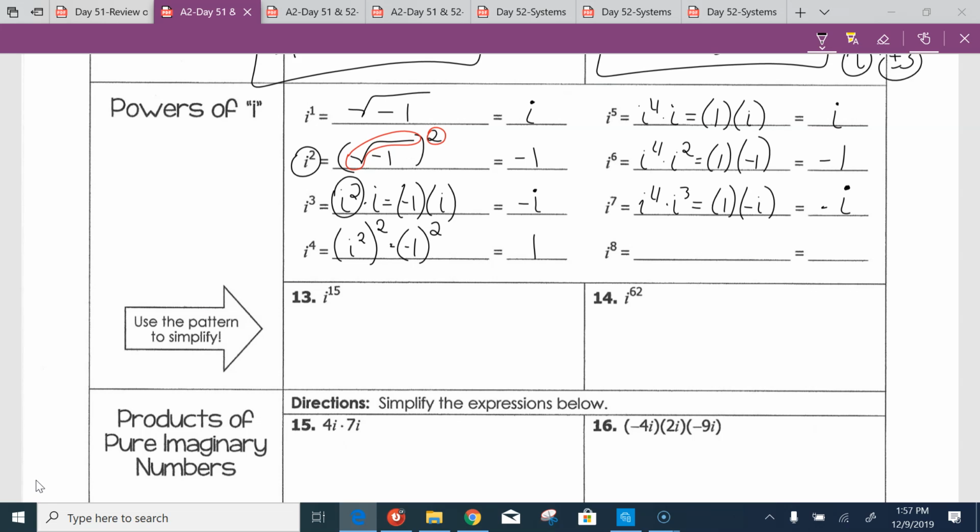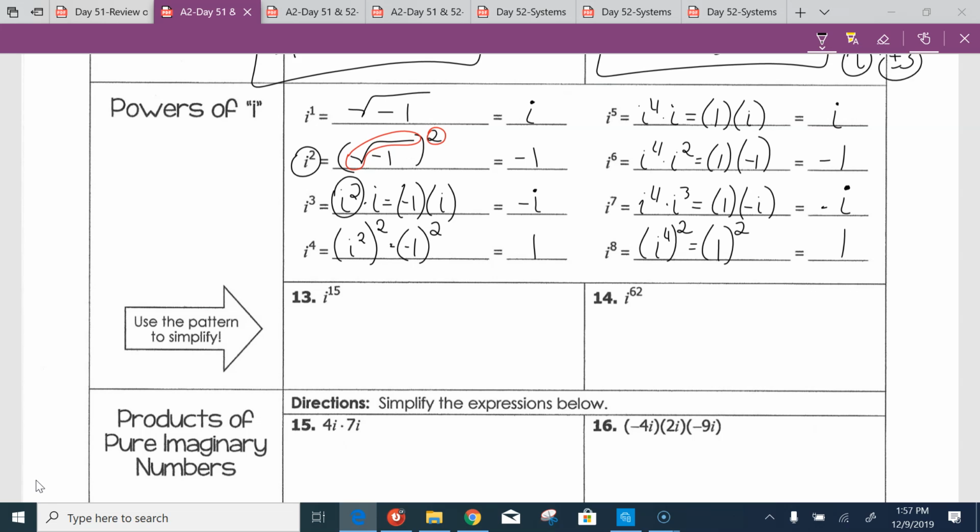Number 8. How to get i to the 8th power? Well, that's the same thing as saying i to the 4th power squared. Because 4 times 2 would give you that 8 that you want. i to the 4th power, we already know, is positive 1. And we're going to square that. Well, what's 1 squared? 1 times 1 is 1.